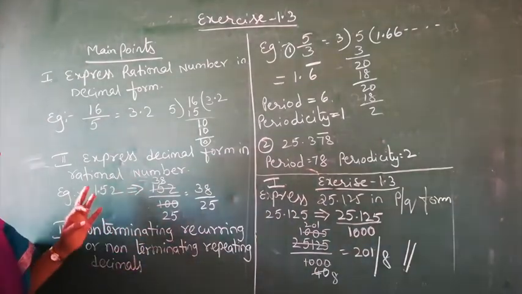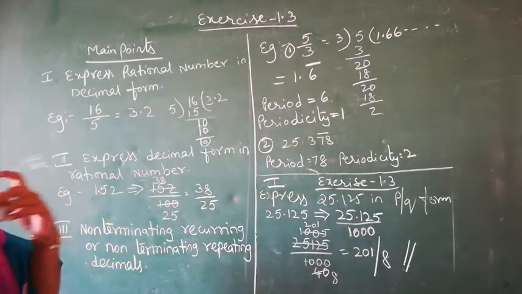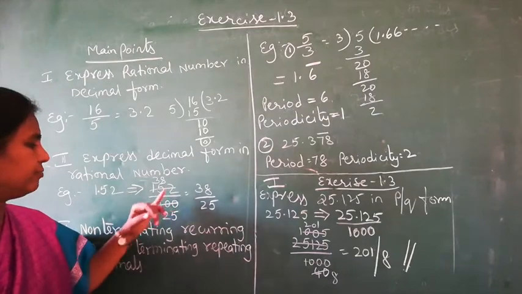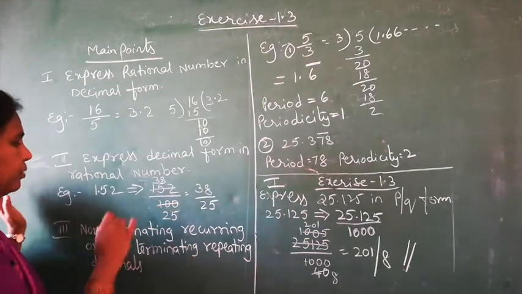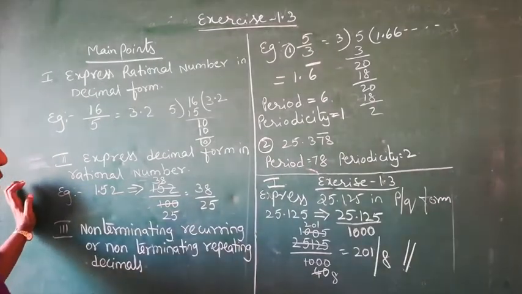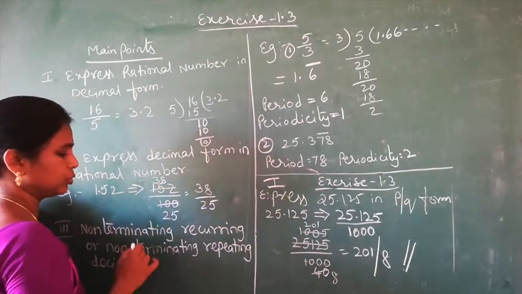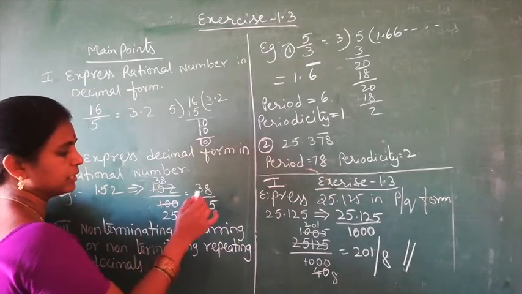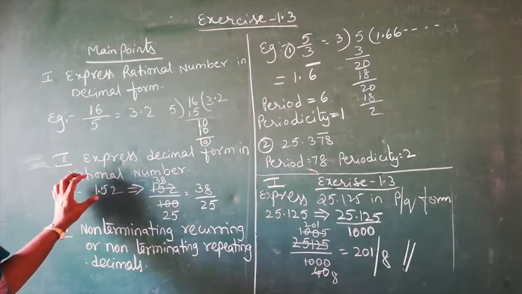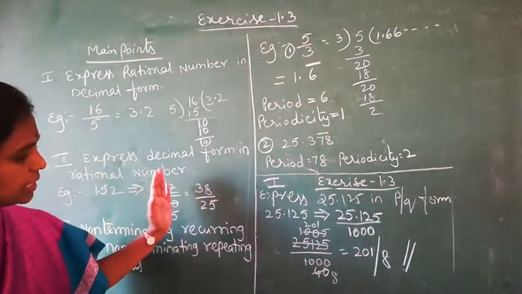Second one, express decimal form as a rational number. Suppose 1.52. How do we change it to a rational number? That means P by Q form. Now 1.52 means 152 by 100. Then which table goes? The 4 table goes: 4 goes into 152 38 times, and into 100 25 times. Then 38 by 25. What is the decimal form? 1.52. And the rational form of the decimal is 38 by 25.